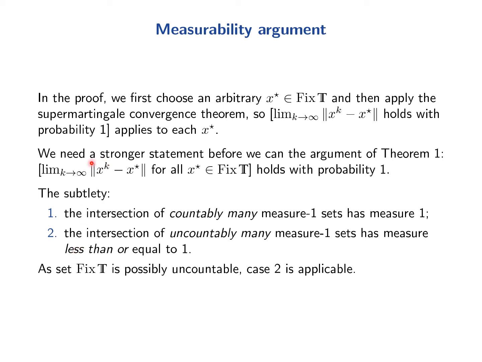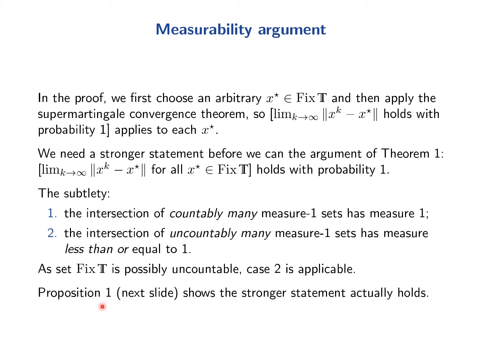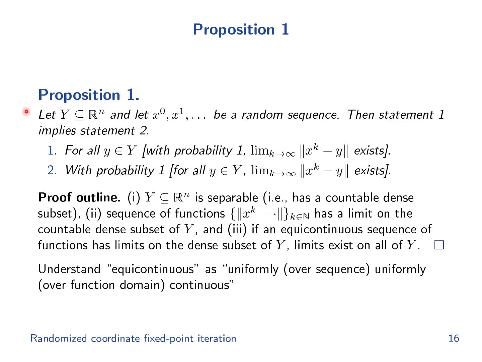So in our case, what we need to do is to take the intersection over x star in the fixed point set T, but the fixed point set T may have uncountably many fixed points in it. Therefore, this intersection falls into the second case. Therefore, we cannot directly go from the weaker statement to the stronger statement. We need something else. And proposition 1 will use the property of this fixed point set to show that the stronger statement indeed holds. Now let's look at proposition 1.